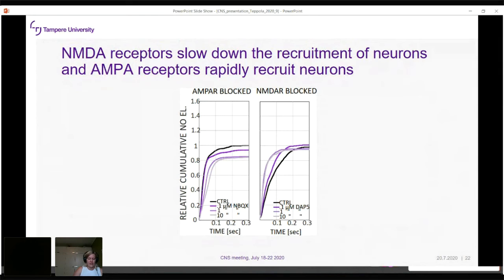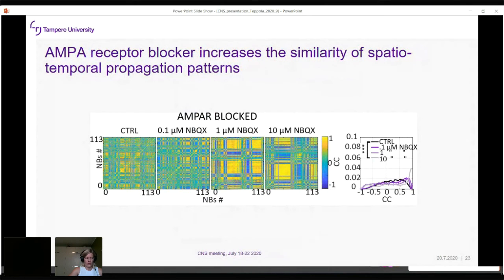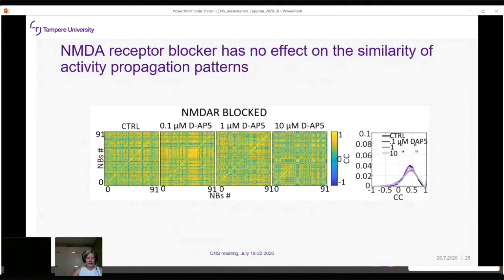Finally, we studied how fast the network is recruited when the spatiotemporal patterns propagate in these cortical networks. And we found that NMDA receptors slow down the recruitment of neurons, while AMPA receptors rapidly recruit neurons to the network. We also analyzed how similar the spatiotemporal patterns are. And interestingly, we found out that when gradually suppressing AMPA receptors, similarity between the network burst patterns significantly increase. While gradual NMDA receptor blockage did not have an influence on the similarity of spatiotemporal patterns, indicating that AMPA receptor increased the diversity and richness to spatiotemporal patterns.